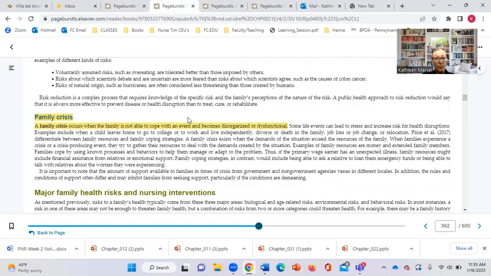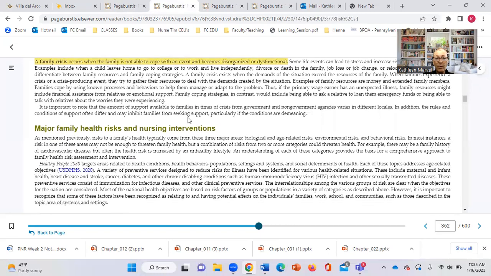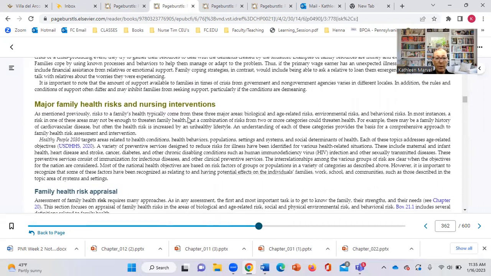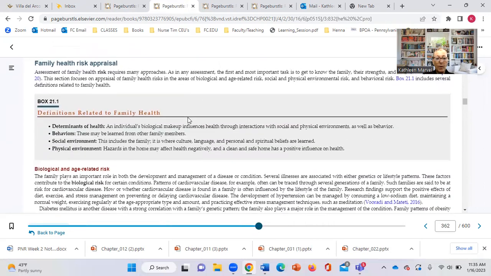Okay. We also work with families in crisis. What is a family crisis defined by? When the family's not able to cope with an event and becomes disorganized and dysfunctional. Okay, all of these are potential scenarios you're going to be working with families in the community.